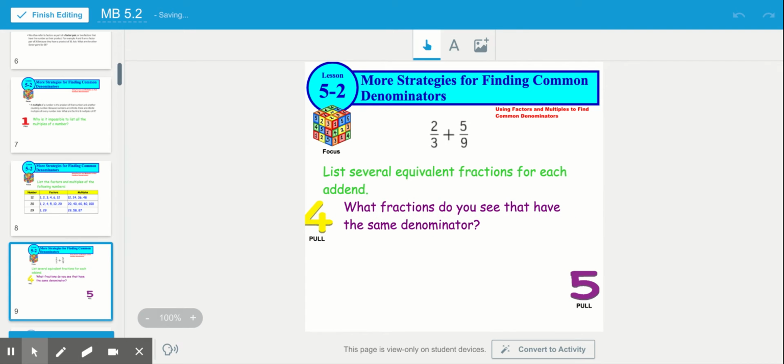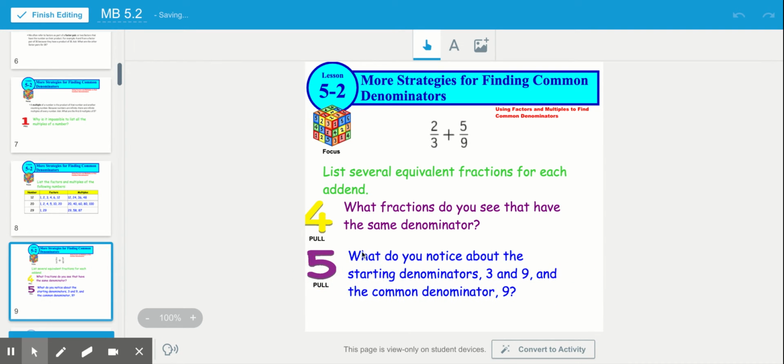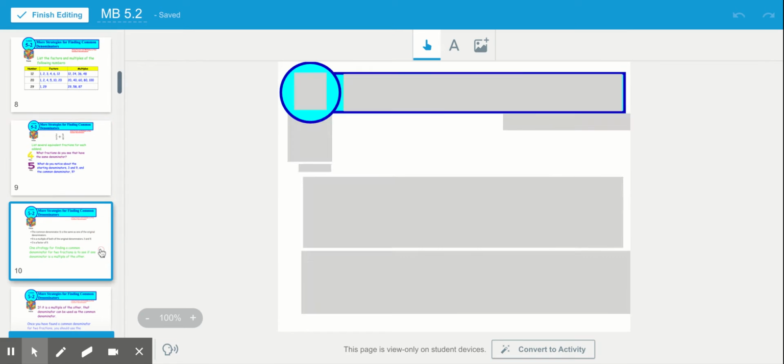So what I want you to do is to pause the video and create some equivalent fractions and ask yourself, what fractions do you see have the same denominator? So create equivalent fractions for 2/3, create equivalent fractions for 5/9, and see if there's any that have the same denominator. And what do you notice about the starting denominators, 3 and 9? And then the common denominator of 9. So we're kind of giving you a hint. They do have a common denominator of 9 here.